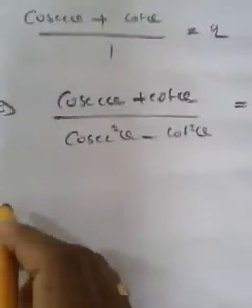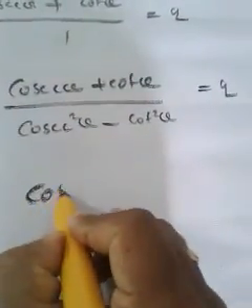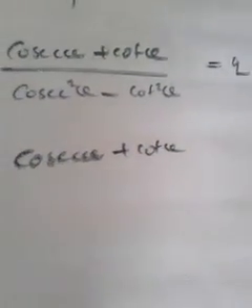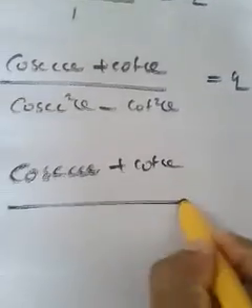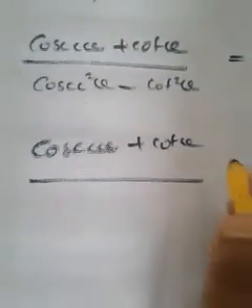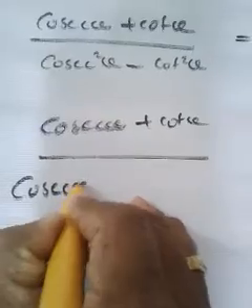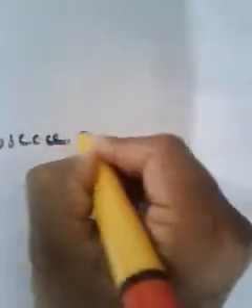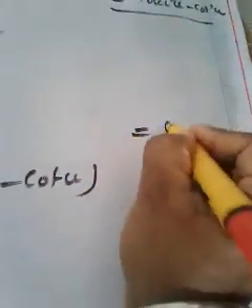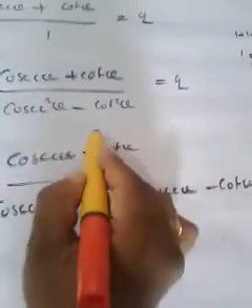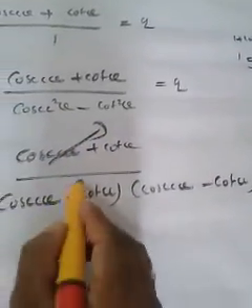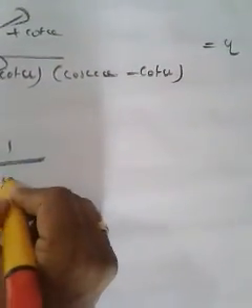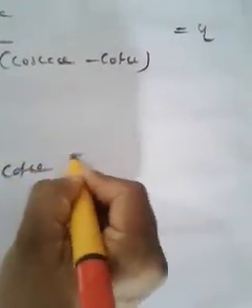Then what will be the next step? Yes, you are right. The denominator came in the form a square minus b square. So the numerator as it is, and the denominator I am going to write as a plus b into a minus b, since that is in the form a square minus b square. The right side as it is, q. Now just see, can you cancel anything? Yes, cosec theta plus cot theta and cosec theta plus cot theta get cancelled. So what will remain? 1 by cosec theta minus cot theta is equal to q.